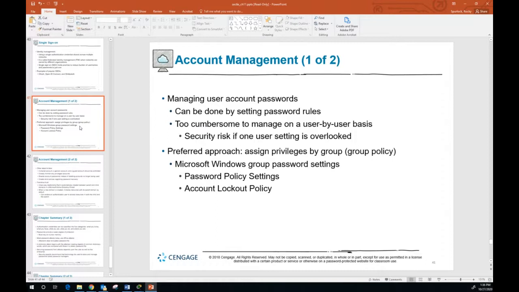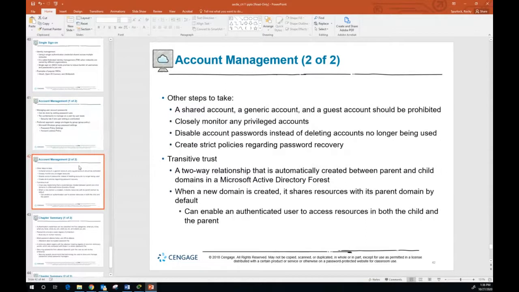Now you can set this up. So you set up the group policy, you set the rules for the password and the account for the group, and then you add the users to the group. Other things you can do: don't have a shared account, generic account, or guest account. Those should be prohibited. You also want to closely monitor any privileged accounts. You would disable account passwords instead of deleting accounts that are no longer being used. You also want to create strict policies regarding password recovery.